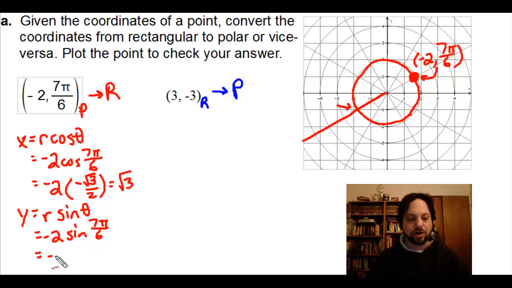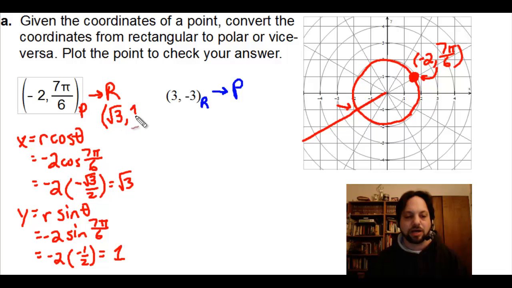Again, hopefully you are up on your unit circle knowledge. The sine of 7 pi over 6 is negative 1/2, which is going to give me a y value of 1. So, in rectangular form, it looks like this point is going to be square root of 3 comma 1. And if I look back at my point, that actually does make a lot of sense. That does work out. So that's pretty sweet.